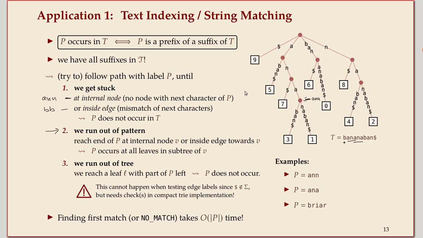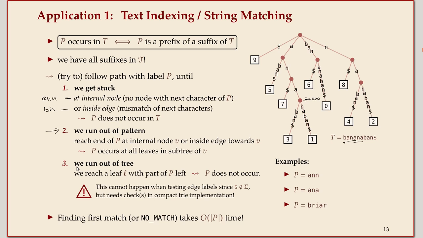It turns out if your suffix tree is represented like this, these are the only two cases that can really happen. Because either you run out of pattern, or you can continue walking, or you're stuck. There's nothing really else that can happen.